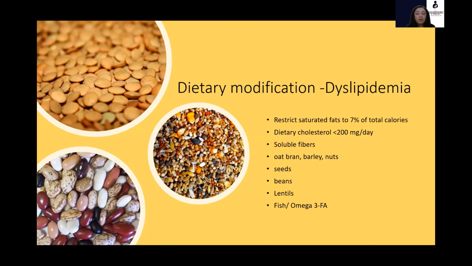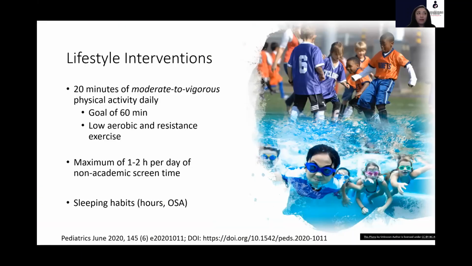So when it comes to dyslipidemia, there are additional points that need to be taken into account. Again, important to have a dietitian on board here, because you need to restrict saturated fat to 7% of the total calories. You need to reduce the dietary cholesterol intake, focus on soluble fiber, which will bulk the food when they're in the stomach. They will slow down digestion and have been associated with lower cardiovascular risk. And these are found mostly in seeds, in beans, lentils, oats, and nuts, and also increase the intake of fish and omega-3 fatty acids.